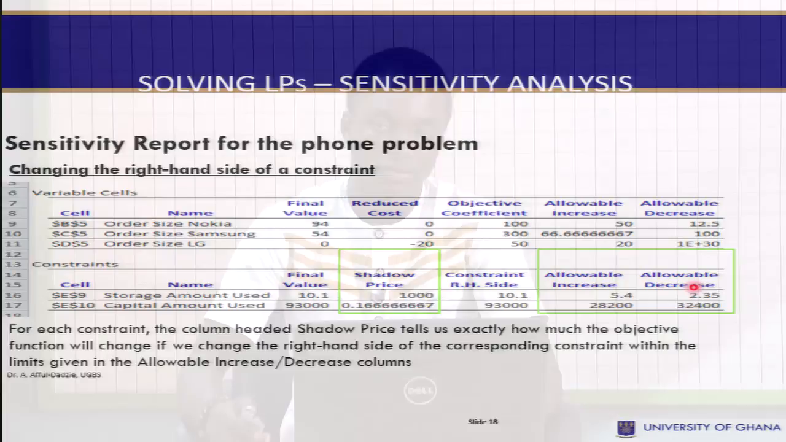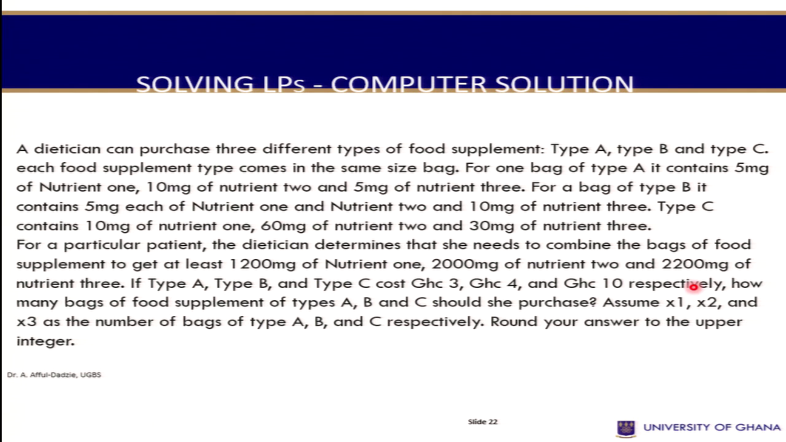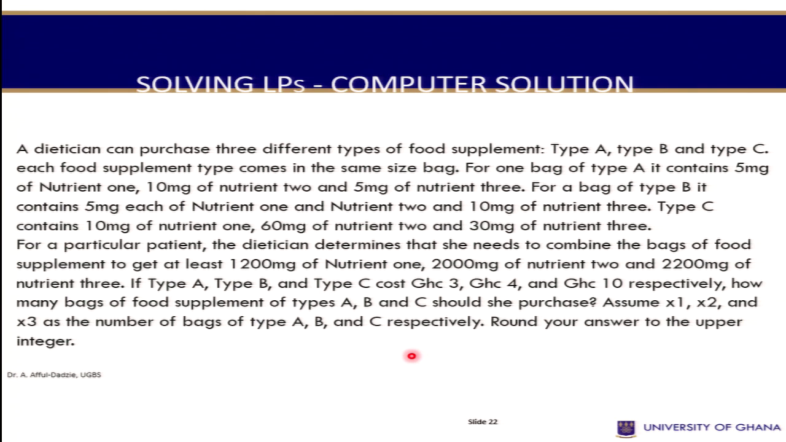So you can take this as an example and then try to formulate it and solve using the computer solution. We have a dietitian who can produce 3 types of food supplements, type A, type B, and type C, and each comes in the same size of bag. For 1 bag of type A, it contains 5 milligrams of nutrient 1, 10 milligrams of nutrient 2, and 5 milligrams of nutrient 3. A bag of type B contains 5 milligrams each of nutrient 1 and nutrient 2, and 10 milligrams of nutrient 3.